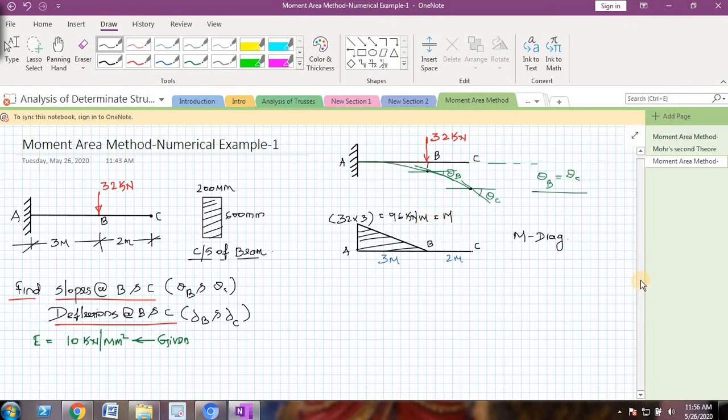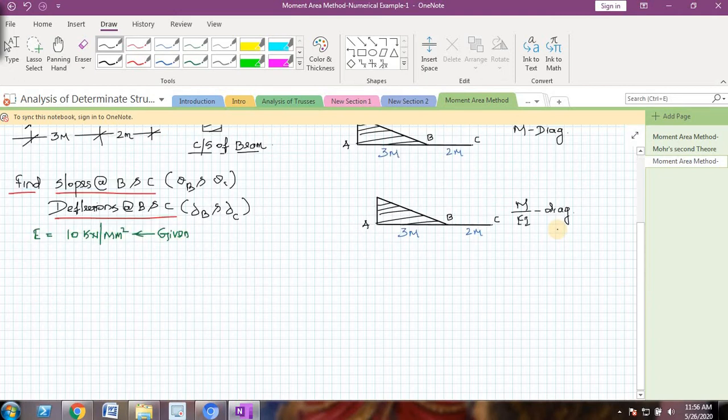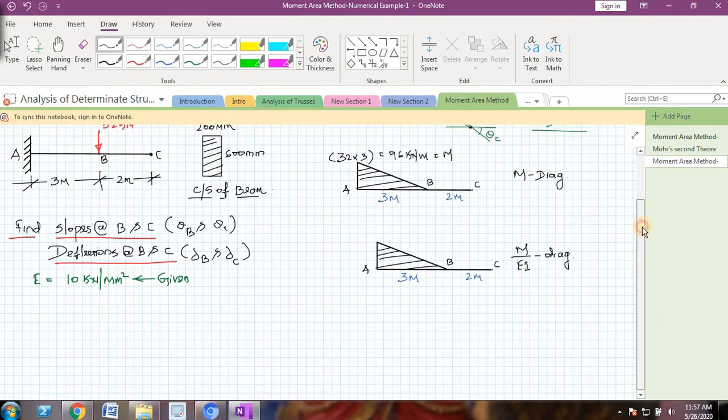Now let me draw the M by EI diagram. As the name itself tells you, you have to divide the moment by EI. The moment here is 96, so in the M by EI diagram, I should write it as 96 divided by EI. That's it. So this will be the M by EI diagram.